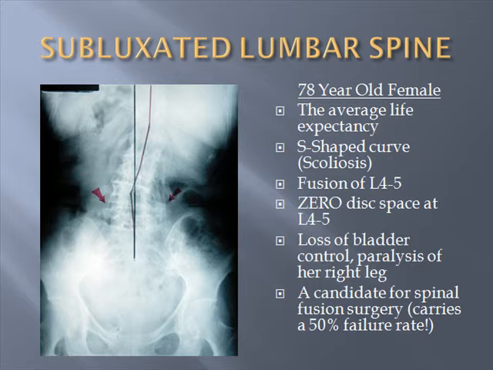You can see the S-shaped curve, or scoliosis, fusion of L4, L5, which is the 4th and 5th bones of the low back out of 5. And there's zero disc space at the L4, L5 level. This particular patient presented with loss of bladder control, paralysis of a right leg, and clearly is a candidate for spinal fusion surgery, which carries a 50% failure rate. Definitely a quality of life issue.